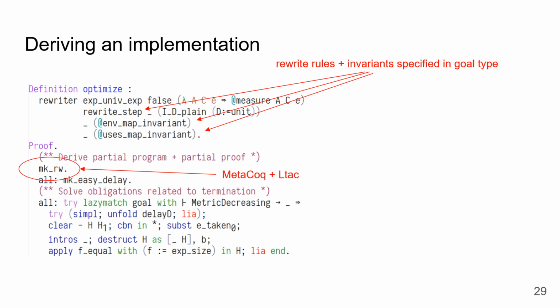The user invokes our tool by using the tactic makeRW. This tactic parses the specifications given in the types and generates large parts of a functional program and its correctness proof. The tactic leaves behind a number of proof obligations, each corresponding to a hole that must be filled in by hand. In this case, there are 8 proof obligations, 6 of which correspond to proving things about termination and to delayed computations, which we don't use. So, these obligations can be easily solved by a couple lines of Coq tactics shown here.